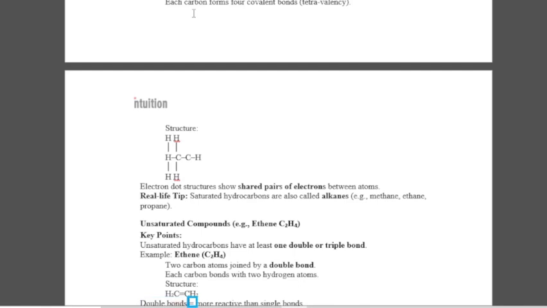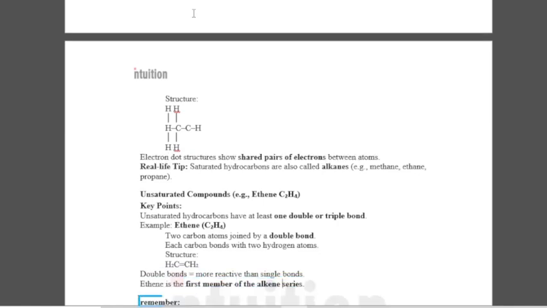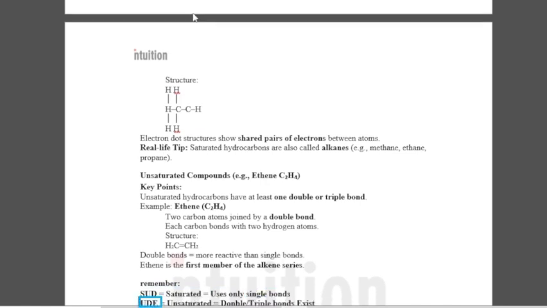Double bonds are more reactive than single bonds. Ethene is the first member of the alkene series. Remember, SUD: saturated means uses only single bonds. UD: unsaturated means double or triple bonds exist.